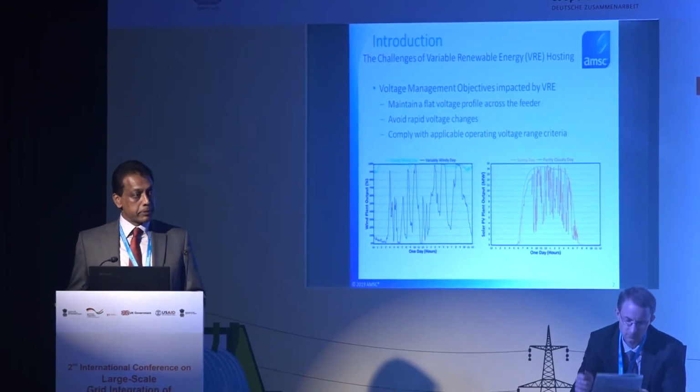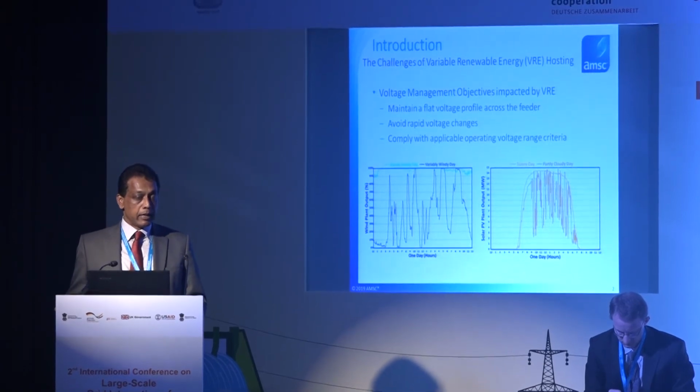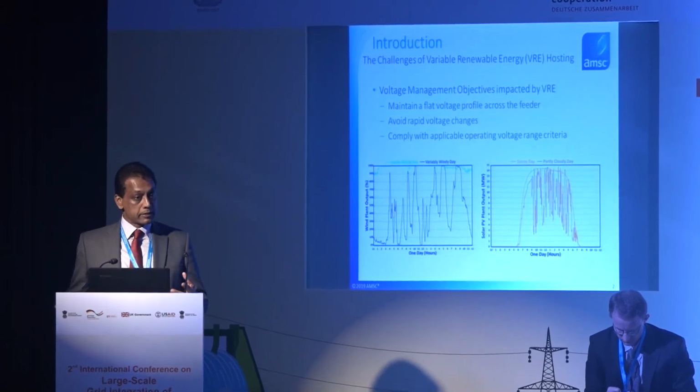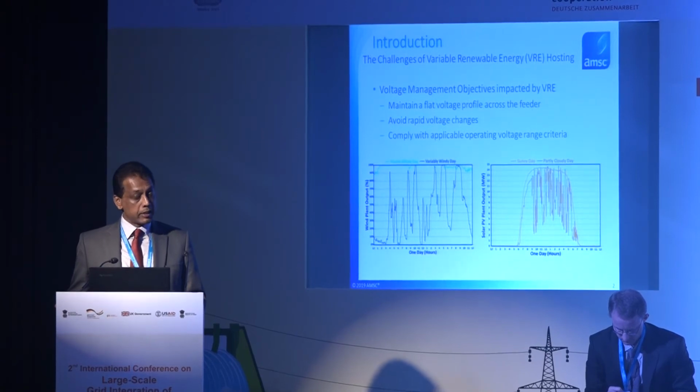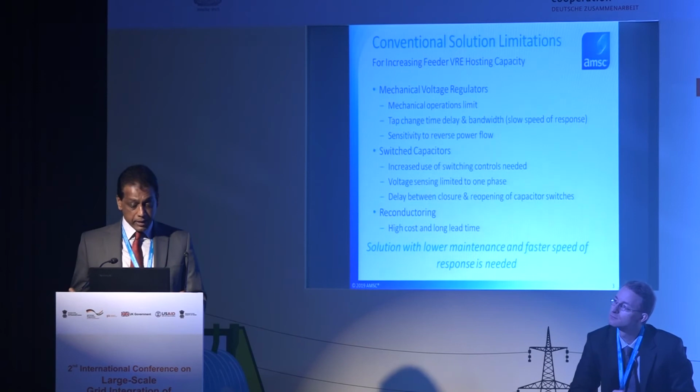Really what this reflects is that changes of output from renewable plants like this have a direct impact on the voltage, depending on the strength of the system, the short circuit ratio, as well as the X/R ratio of the line that's being served. So it has a direct implication on that.